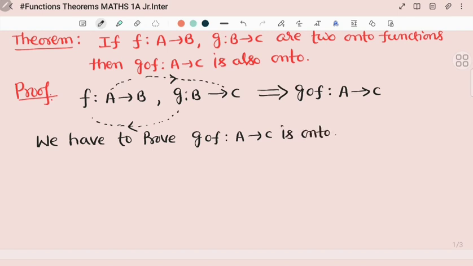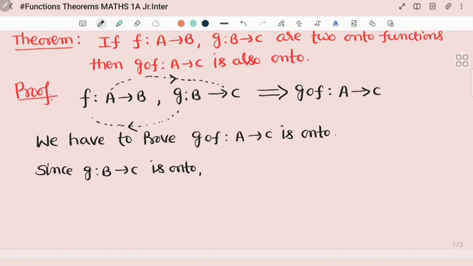So onto means, suppose f is onto, what can we say? Every element of B, there exists an element small a belongs to capital A such that f of a equal to b. This is the way you can prove an onto function. But the function is not f here, it is g circle f. So, since g from B to C is onto, first you take the element from the codomain.